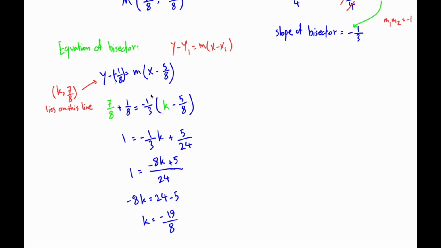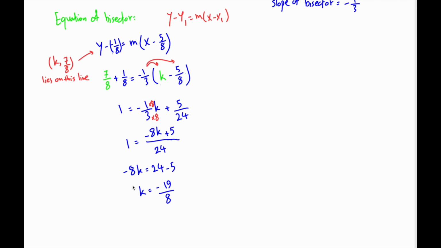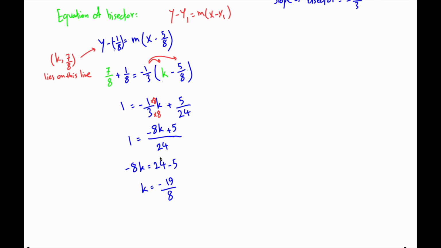Over here you can expand the bracket. You get negative 1 over 3 times k plus 5 over 24. You combine these two fractions, you multiply here by 8, also the numerator, you get negative 8k plus 5 divided by 24. You cross multiply and get rid of the 5, bring it to the other side, it becomes negative 5, divide both sides by negative 8, which results in negative 19 over 8, and that's the value of k.